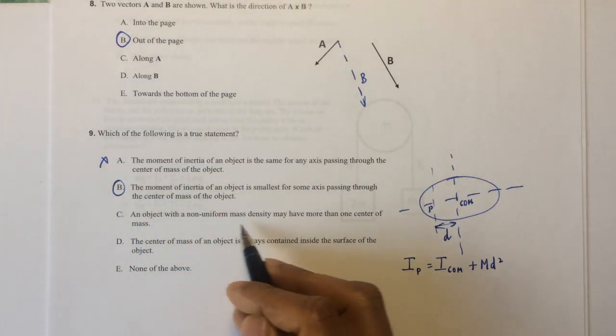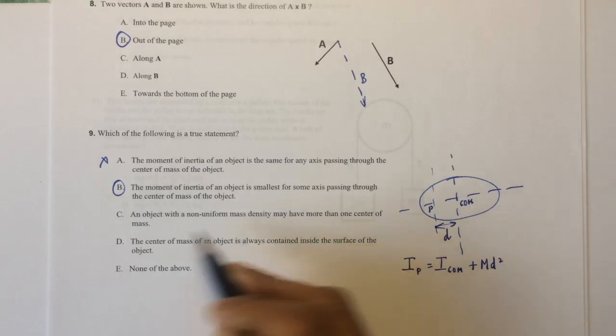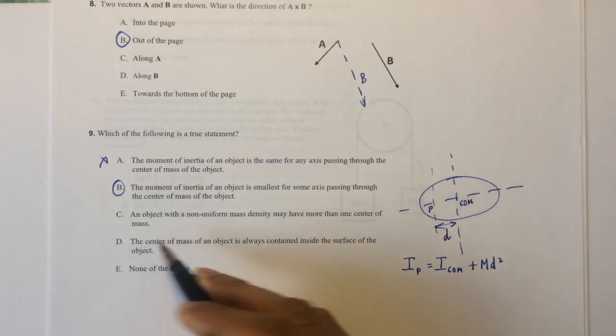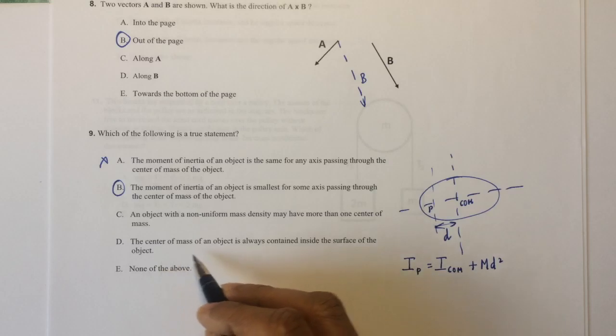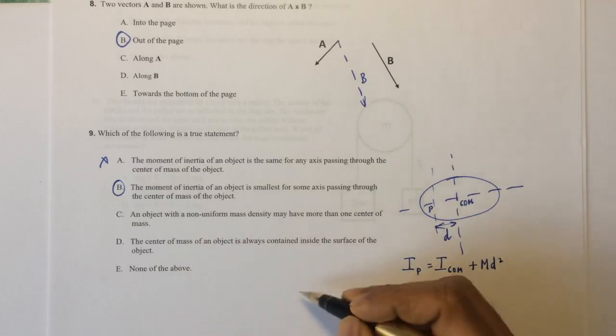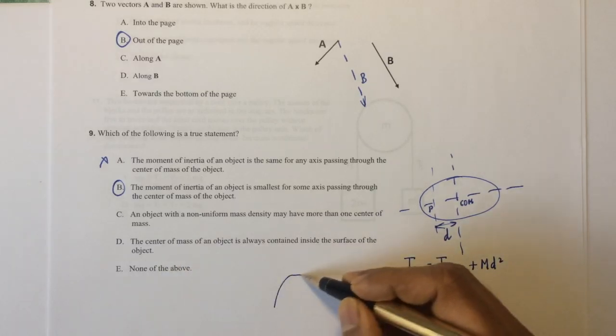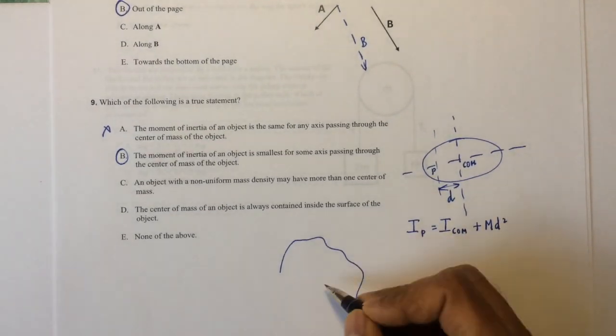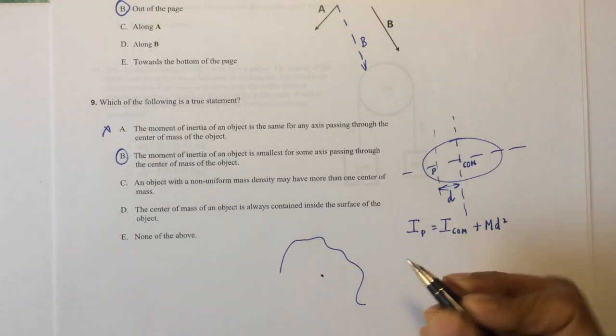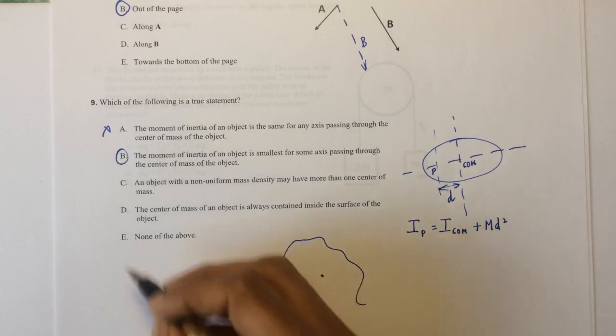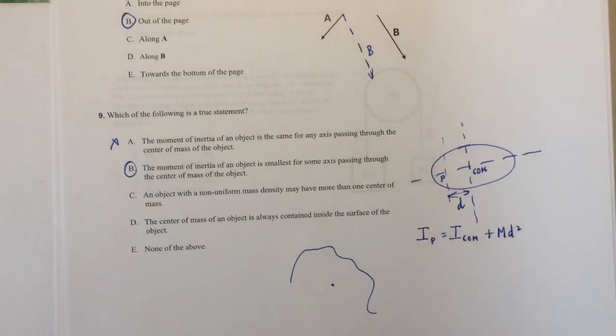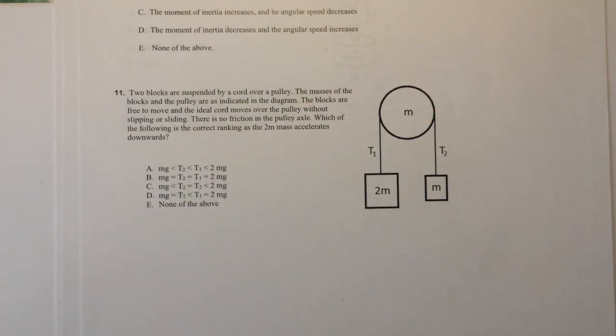An object with a non-uniform mass density may have more than one center of mass. That's not true. Center of mass is unique. The center of mass is always contained inside the surface. That's not true either. You can take a wire and bend it into a weird shape. The center of mass of the wire is going to be somewhere here. It's certainly outside the object. So that's the answer. Let's move on to the remaining questions.